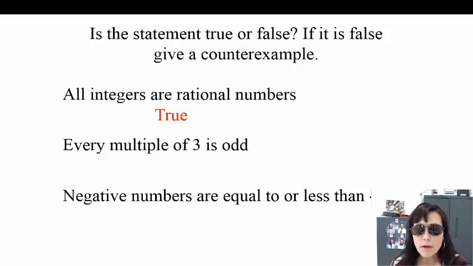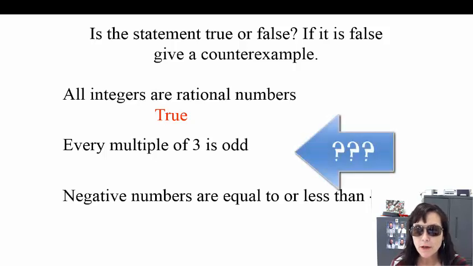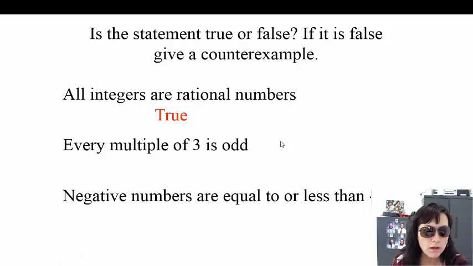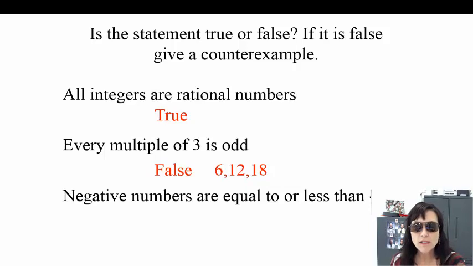Every multiple of 3 is odd. Well, I hope you know that already, but I'm going to give you a moment to pause and see if you do. That's false. The reason it's false is because you could multiply that 3 by an even number, say 2, and then you end up with an even number. 3 times 2 is 6. So here's some examples: 6, 12, 18. Those are called counterexamples. And our last question is, are all negative numbers equal to or less than -1?